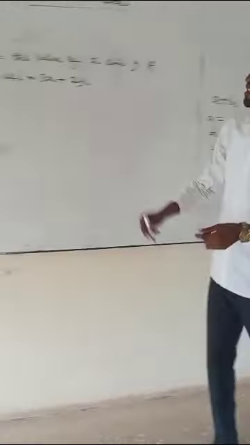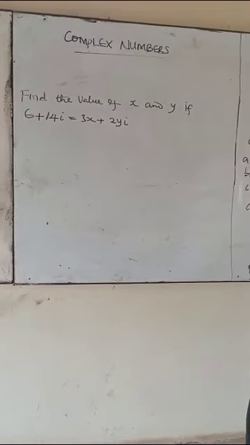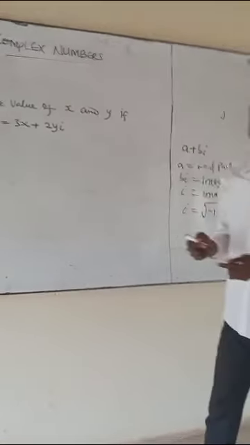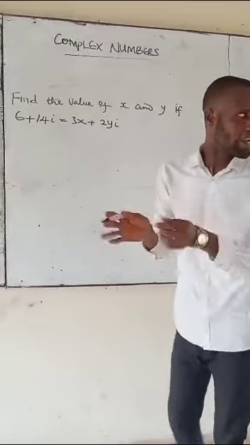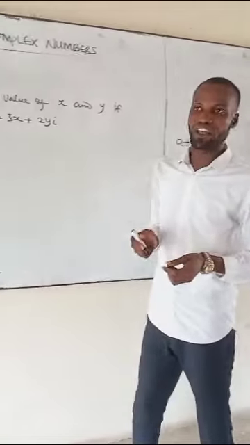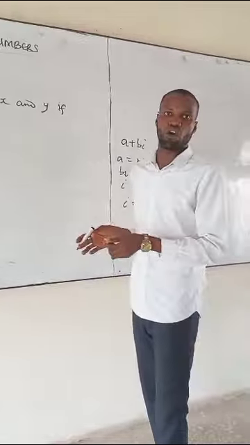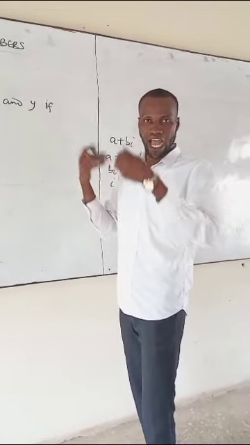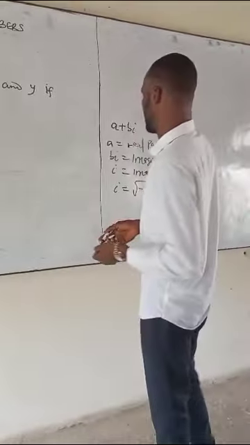Now let us now go to this. We are talking about the equality of complex numbers. Now when we say the equality of complex numbers, two complex numbers are said to be equal if the real parts are equal and also the imaginary parts are equal. For instance, let me demonstrate it.